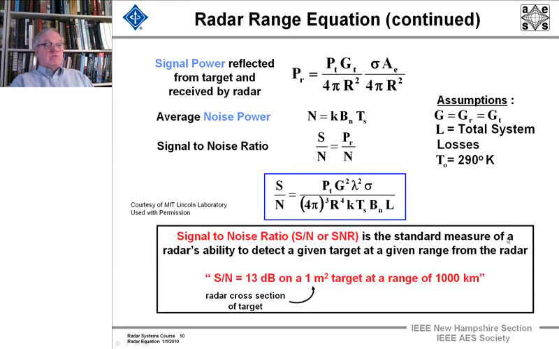So the signal-to-noise ratio is a standard measure of the radar's ability to detect a given target at a given range from the radar. And one might state, given that the wavelength is constant and the losses are constant and a few other things, we want a radar that can give us a good, healthy 13 dB, that's a factor of 20 of signal-to-noise ratio on a 1 square meter target at a certain range, 1,000 kilometers. Okay?